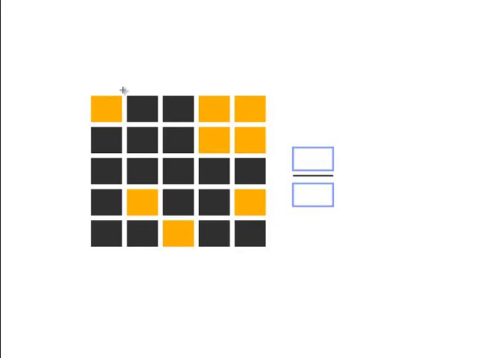So how many squares? 1, 2, 3, 4, 5. So we have 5 squares going across and 1, 2, 3, 4, 5 going down. So 5 times 5 equals 25. So we have 25 squares in total.